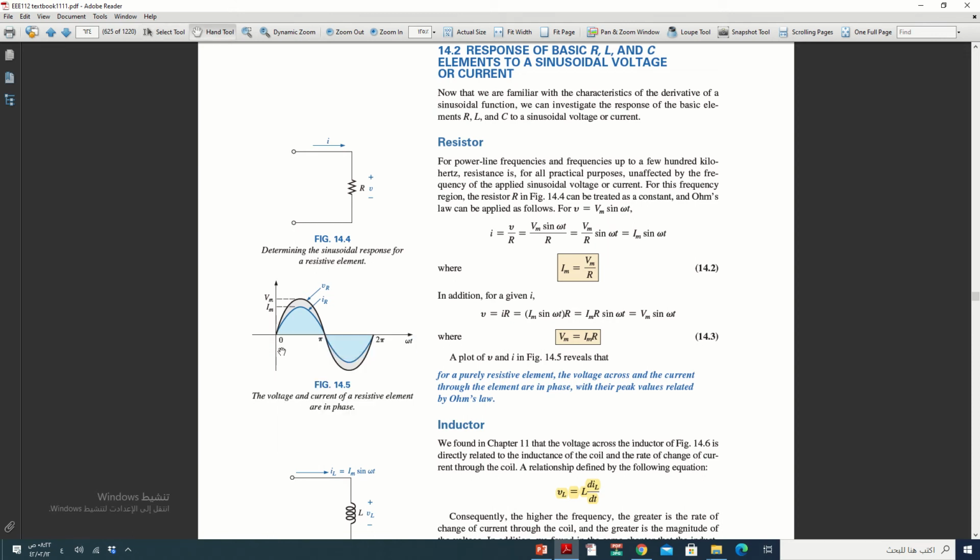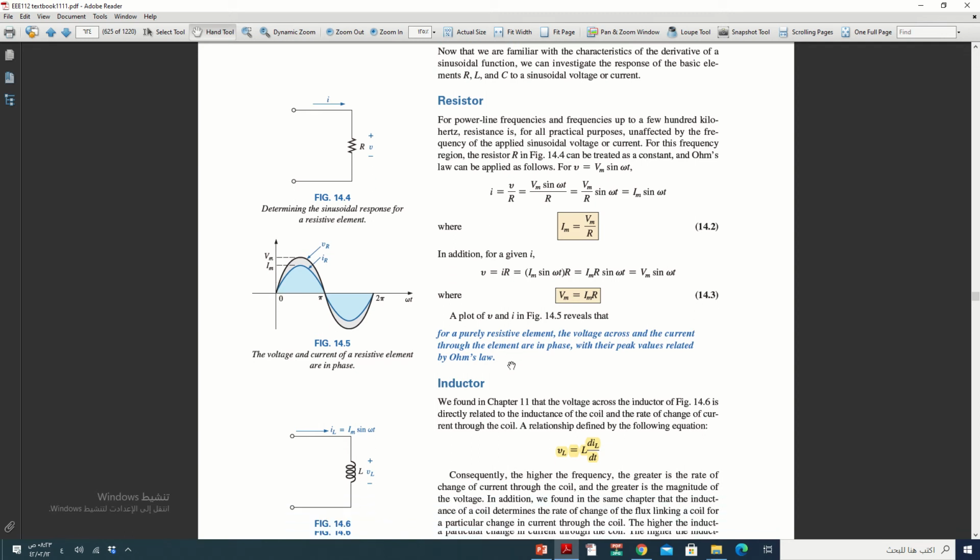But what if, for example, there is a shift of 20 or 30 in the resistor? The voltage will start from minus 20, and the current will start from minus 20. Some students consider in phase to mean starting from zero. No, this is not correct. If we say in phase, it means they start from the same point.